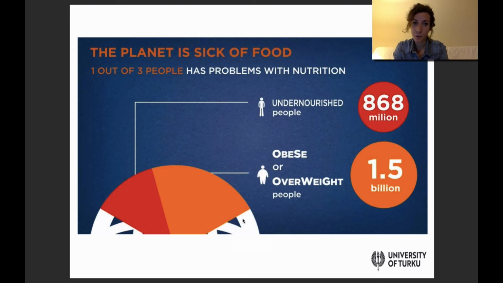At the moment we have very many problems related to nutrition all over the world. And these problems come in two very different ways. One is people who are undernourished, and one is people who are obese or at least overweight. As you can see, the numbers are really big, and almost the same amount of people who suffer from undernourishment suffer from obesity or overweight.